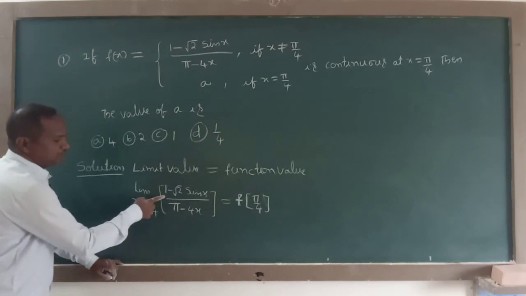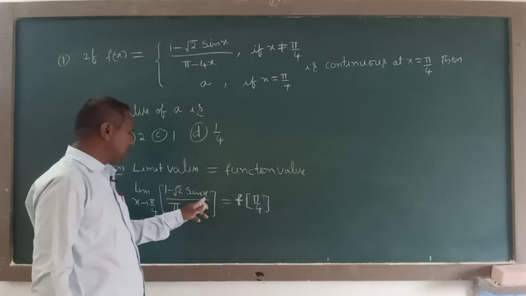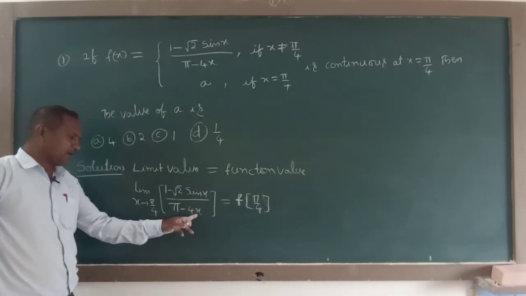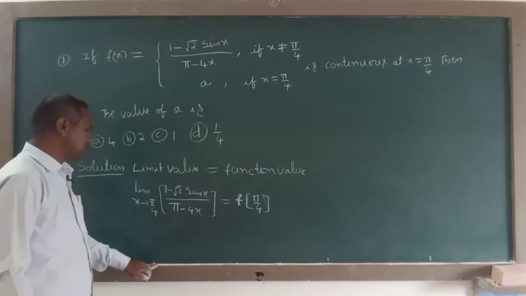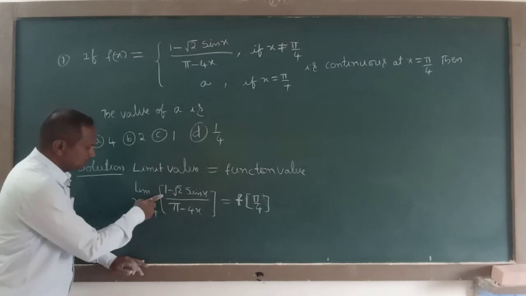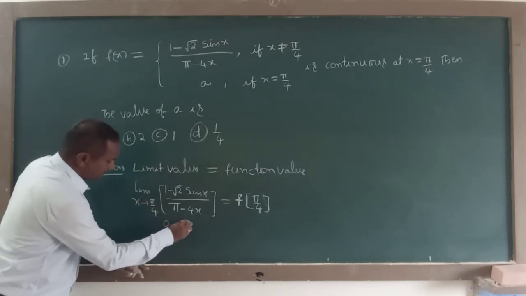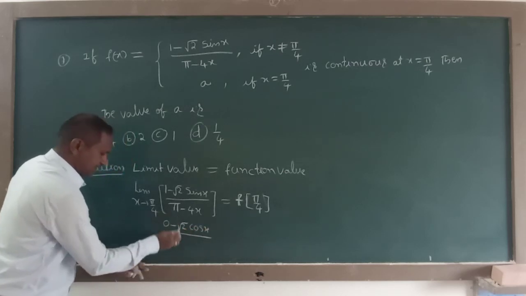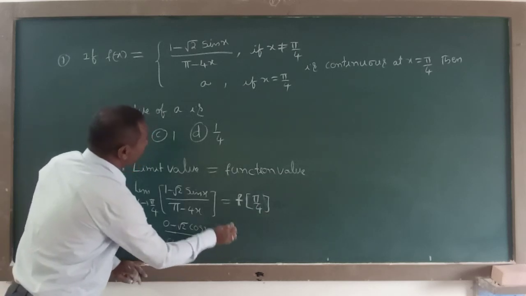If you apply pi by 4 in the numerator, sin pi by 4 is 1 by root 2, which gets cancelled, so 1 minus 1 is 0. Here also if you apply pi by 4, the 4 gets cancelled, pi minus pi is 0. We get 0 by 0 form, so try to cancel that. The derivative of 1 is 0, minus root 2 into the derivative of sin x, which is cos x, whole divided by the derivative of pi, which is 0, minus 4, is equal to f of pi by 4.